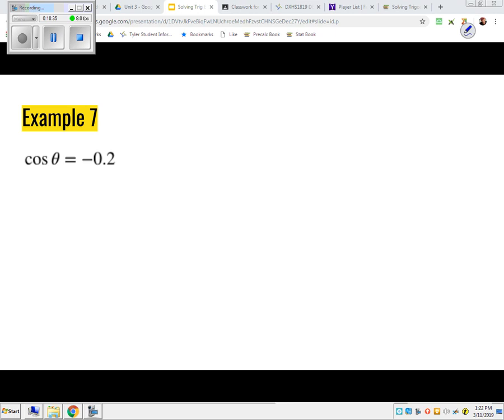Negative 0.2 over 1. So that's going to give me negative 0.2 over cosine theta equals 1. Let's try cosine inverse. I'm looking for an angle here, right? So you said move the hat. All right, so you're saying that I'm just going to move the cosine over.